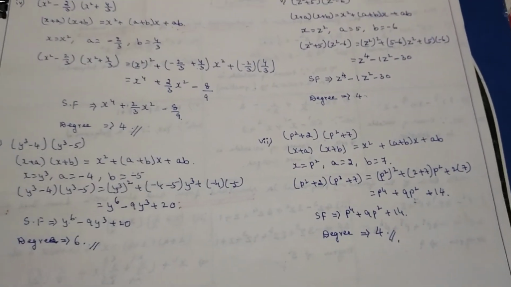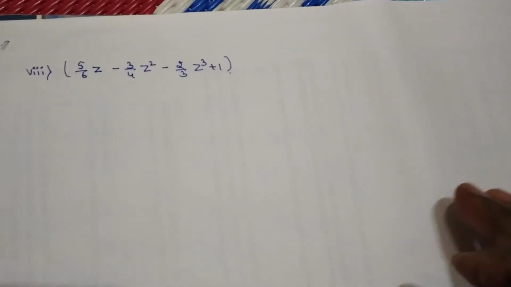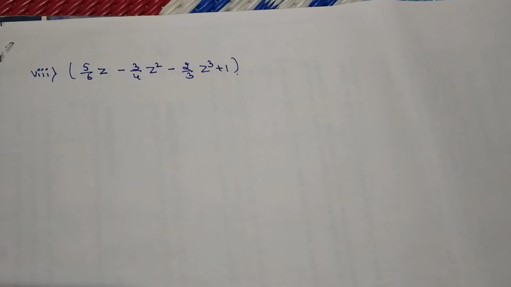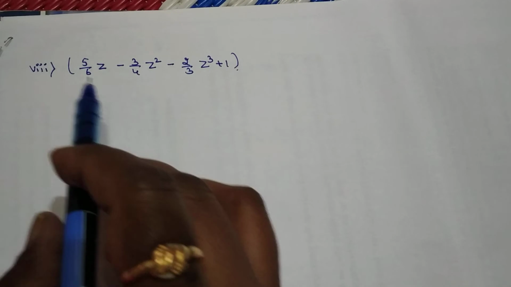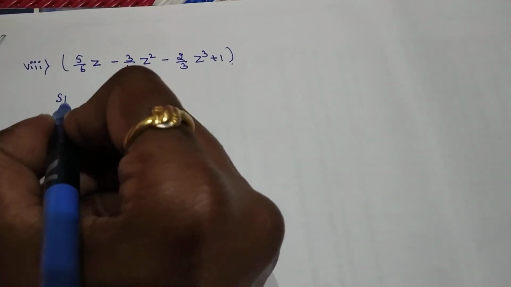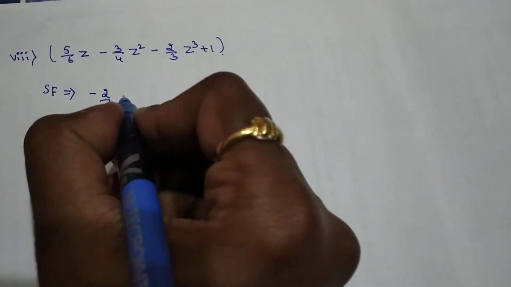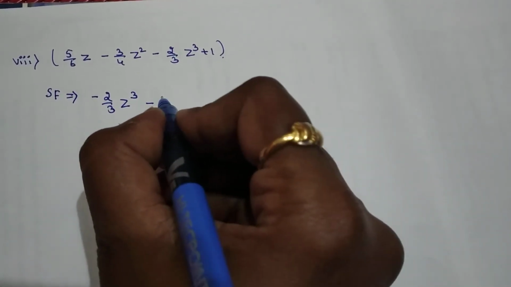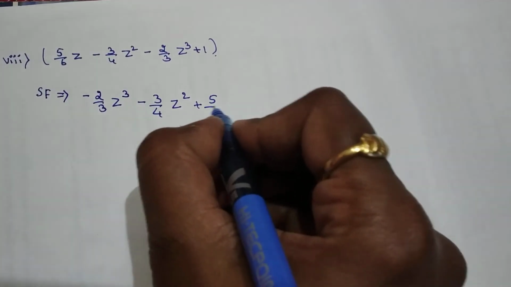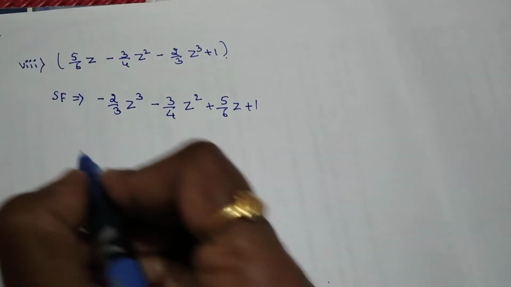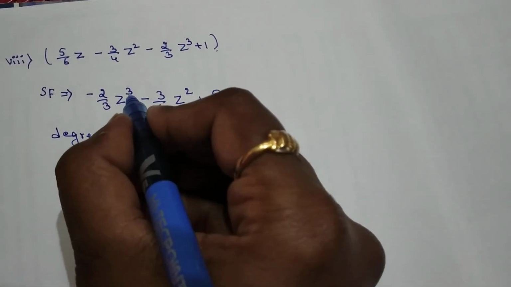Hope all these questions got cleared for you. So moving to the eighth question: 5/6 z − 3/4 z² − 2/3 z³ + 1. This is already an expression, therefore let me write it in standard form. The highest power is 3, so −2/3 z³, complete term you need to write, children. Next, square, therefore 3/4 z². Next z, that is 5/6 into z, plus 1. This is in standard form. Now writing its degree: the highest power is 3, therefore the degree is 3.